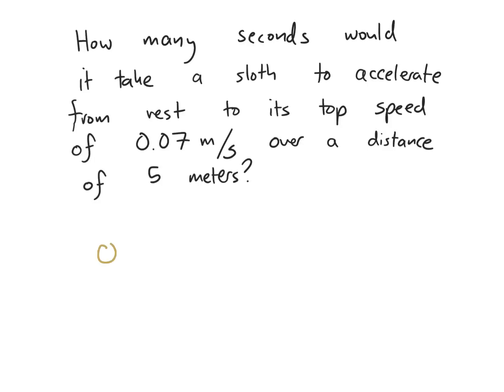Alright, so we have a sloth. He is at rest, so he is not moving. He is going to accelerate at an unknown rate until he reaches his top speed of 0.07 meters per second, and he's going to do that over a distance of 5 meters. So our sloth starts out from rest, he speeds up at some unknown rate, he gets up to 0.07 meters per second.